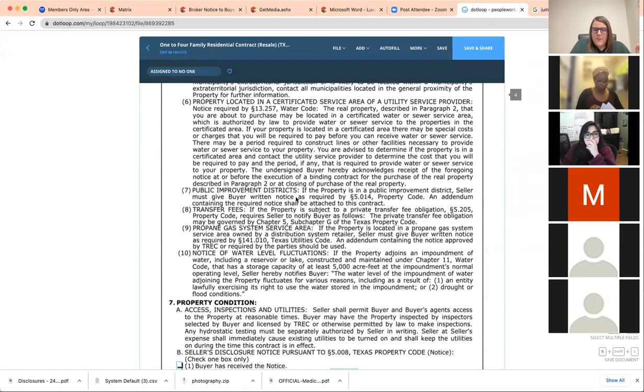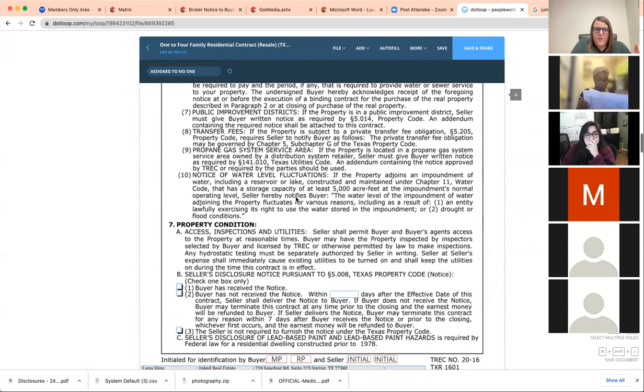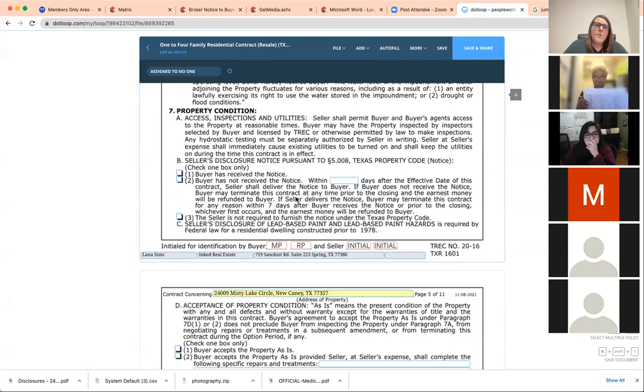Those are all just information. You can read those on your own. I'm less worried about those. Property condition: this is probably the number one question I get from a client when they read this contract. It says that the seller shall permit buyer and buyer's agent access to the property at reasonable times. Buyer may have the property inspected by inspectors. Any hydrostatic testing must be separately authorized. But then it says buyer has received the notice or buyer has not received the notice.